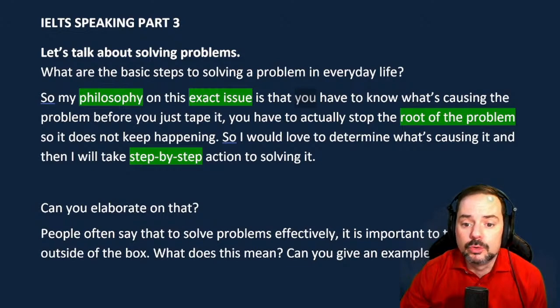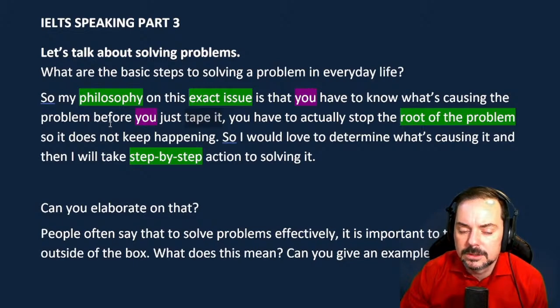You said "you," right? You said, "So my philosophy on this exact issue is that you have to know what's causing the problem before you just tape it." This was a little bit unclear for me, what you meant here by "just tape it." Maybe I missed exactly what you're saying. What were you saying there? Yeah, usually, like people say, the word I was looking for was band-aiding the issue.